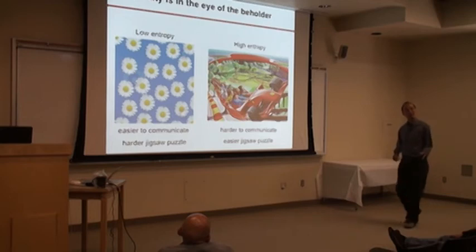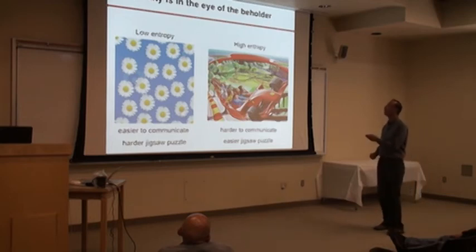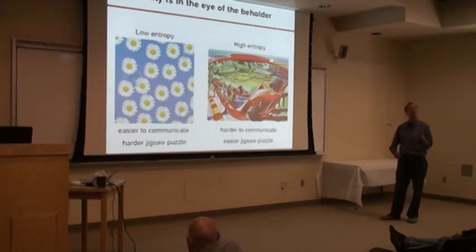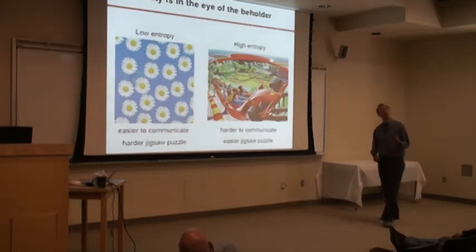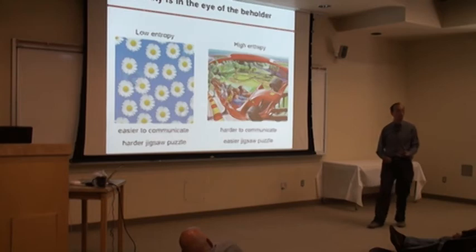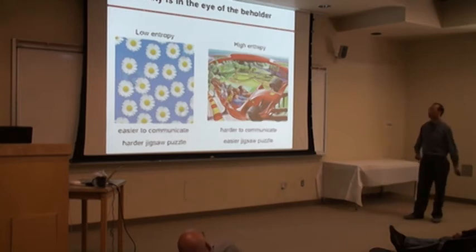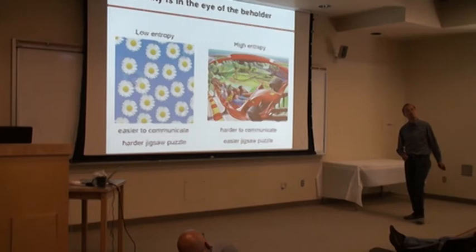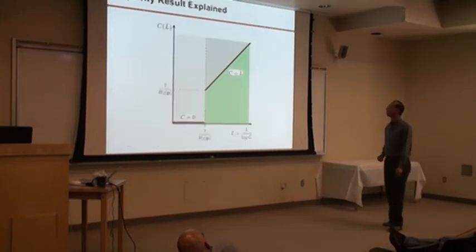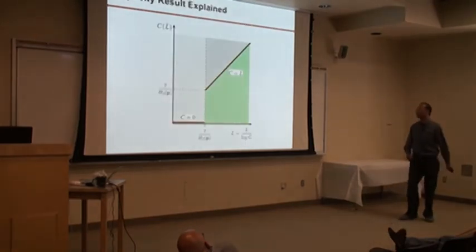So that's exactly what's happening here. The measure of complexity, which we think of as entropy, is actually in the eyes of the beholder. In other words, it depends on what you want to use it for. All right. So we're dealing with a jigsaw puzzle here, and therefore the lower the entropy is, in the sense precisely measured by that theorem, the harder the jigsaw puzzle is.